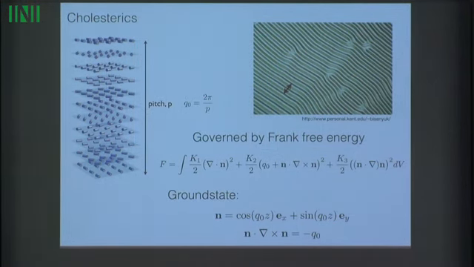So cholesterics are a type of liquid crystal which have chirality. Their ground state, Randy, where's the button for the light on here? Is it the green thing? Yeah, okay.